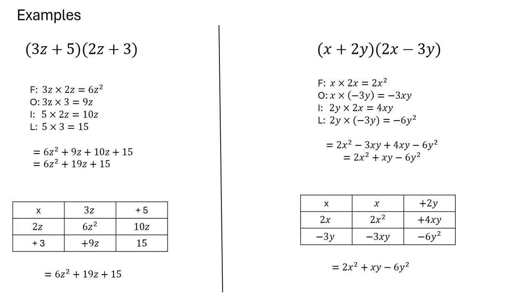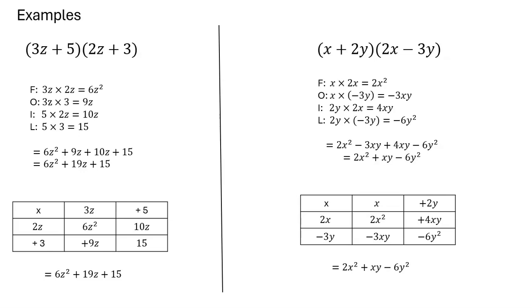Last one, I told you I had two variables in it, x's and y's. Now, just because it's got two variables doesn't mean my technique changes. The technique stays the same. I just have to really watch, one, how I lay out my products, and two, how I simplify my solution at the end. So if I'm using FOIL, my first elements are x and 2x, that will give me x times 2x, which is 2x squared.